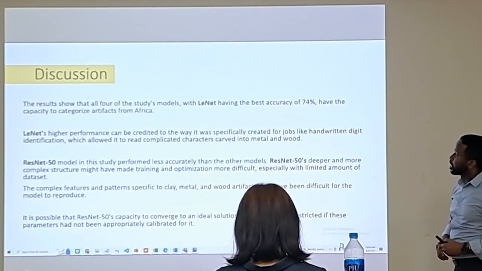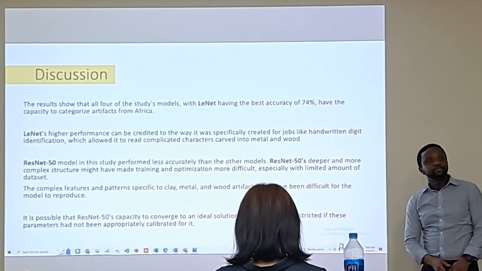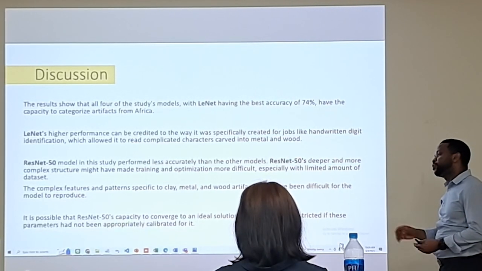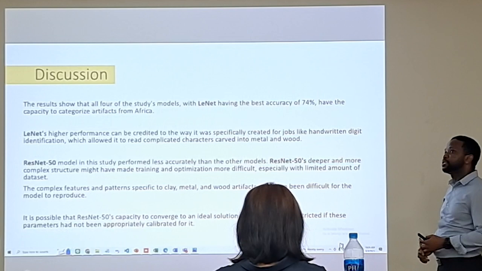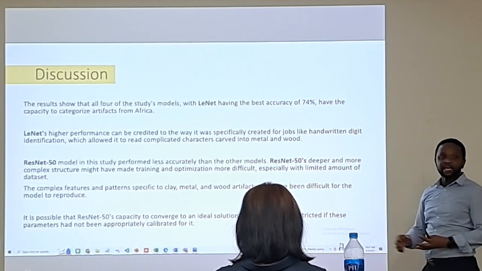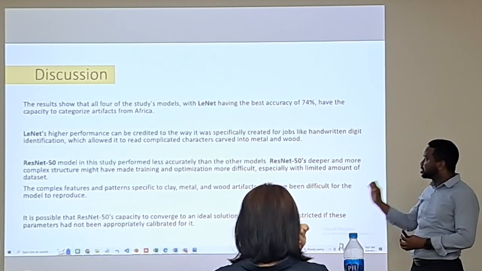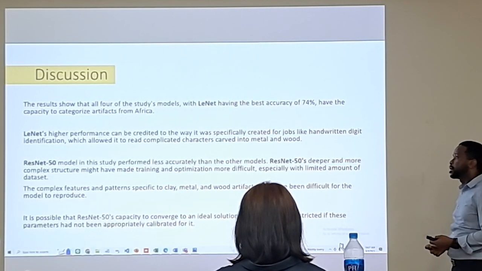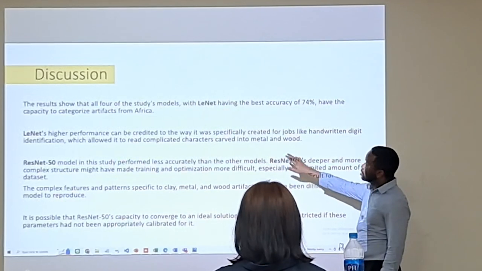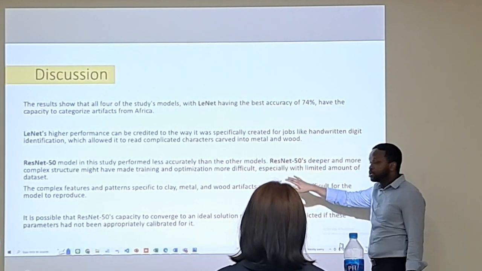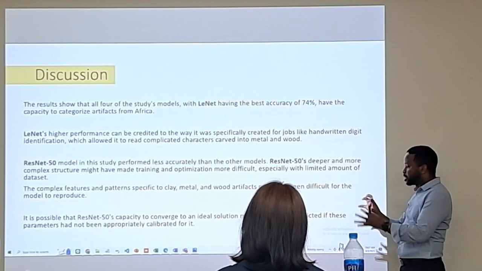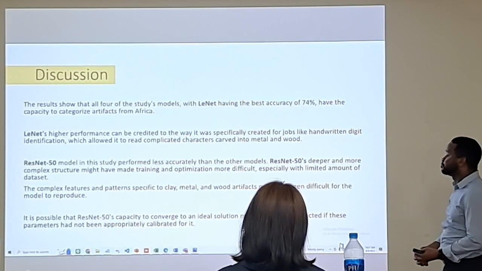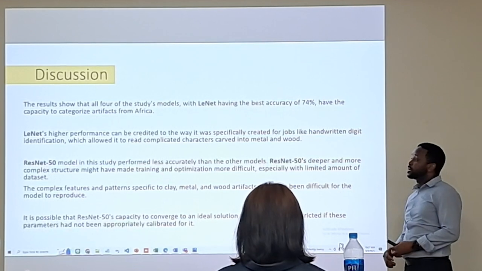This LeNet model was actually used at the beginning to classify handwritten digits, especially Chinese characters. So I think that is why, because it reads very small details. Maybe that is the reason it shows high performance, because there is a lot of carved information in metal and wood compared to clay. When you create clay, you don't carve too much detail, but metal and wood have a lot of details. So maybe LeNet, because it's made for that, shows high accuracy.